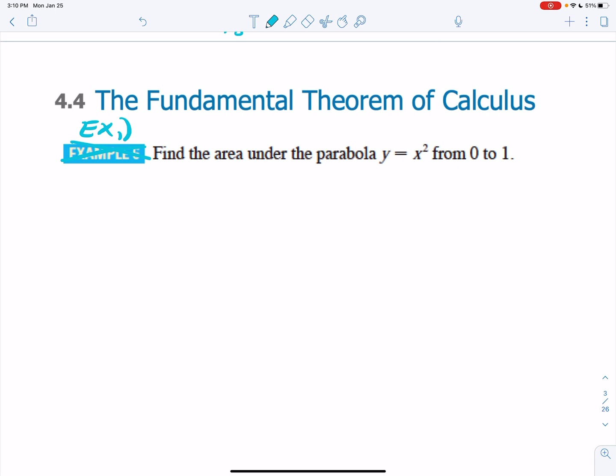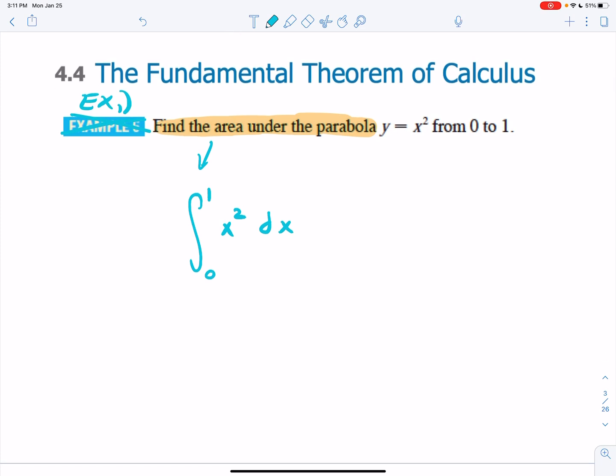Okay, here. So they're asking us to find the area under the parabola, right? So naturally, if you want to find the area, that signals you to use an integral symbol. We're going to integrate our function, which is x squared with respect to x. And they're telling us to go from 0 to 1, so that's going to be your bound. Okay? So you guys have to understand that when you're finding the area under a curve, they're asking you to integrate. Okay? So using the fundamental theorem of calculus, we are first going to integrate x squared.